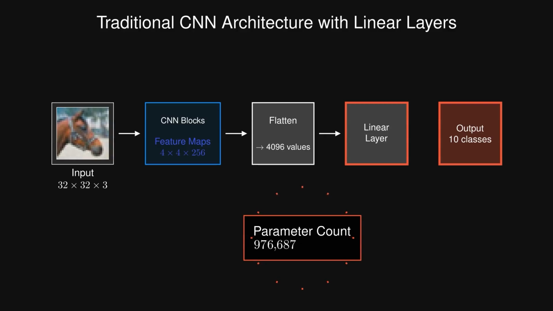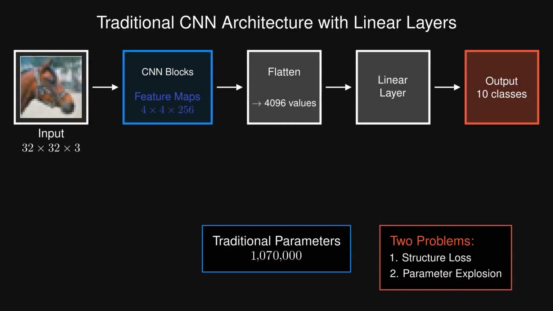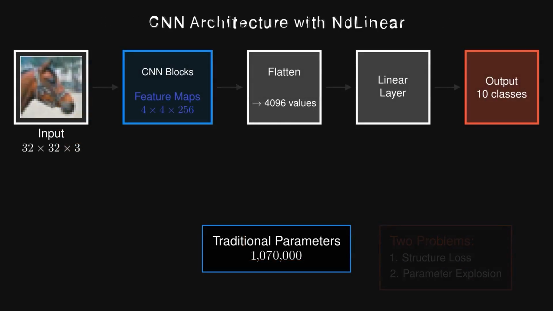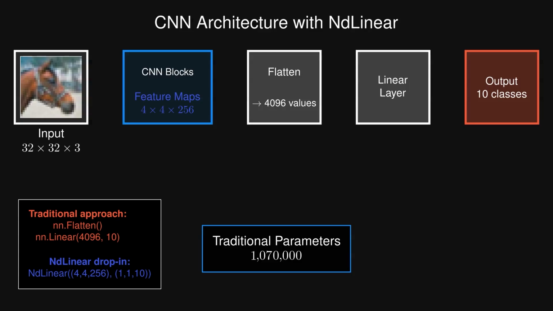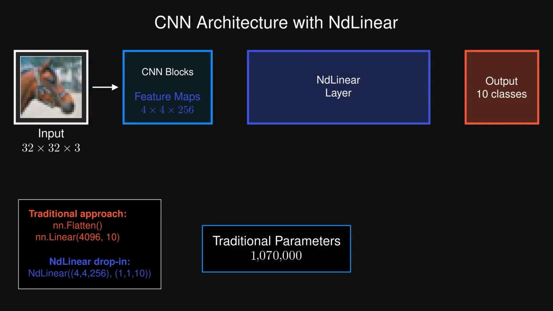Watch what happens to our parameter count. Over 1 million parameters. Almost all of these come from this single linear layer, a massive inefficiency that hurts both performance and memory usage. Here's how NdLinear solves these problems with a simple transformation. Instead of flattening and then applying a linear layer, we replace both steps with a single NdLinear operation. It's a one-line code change.